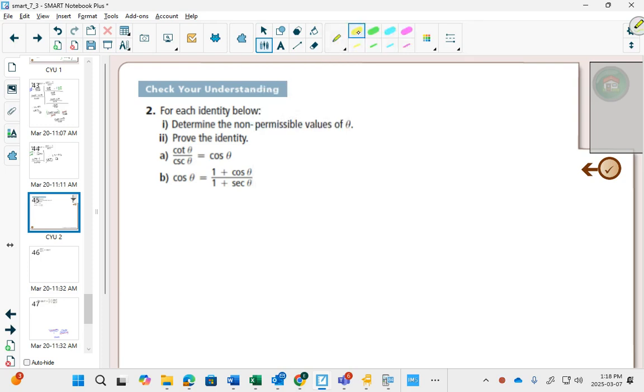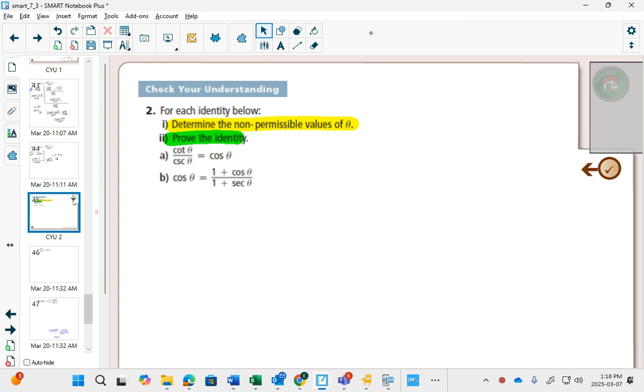Highlighter here, we have two things to do in this question. We have to determine the non-permissible values, and we have to prove the identities. We're actually going to do the green part first. We're going to prove them first, and then we're going to use the proof to help us identify non-permissible values.